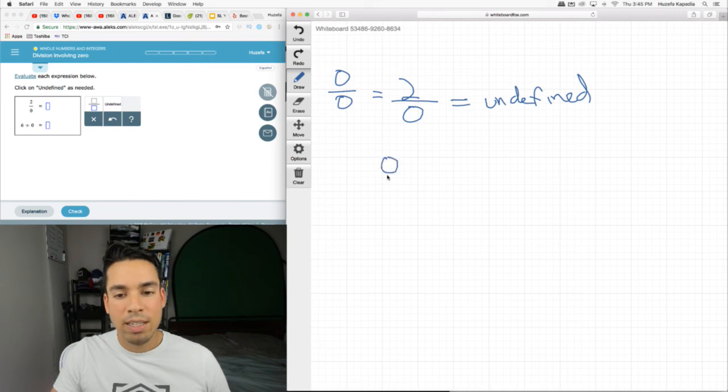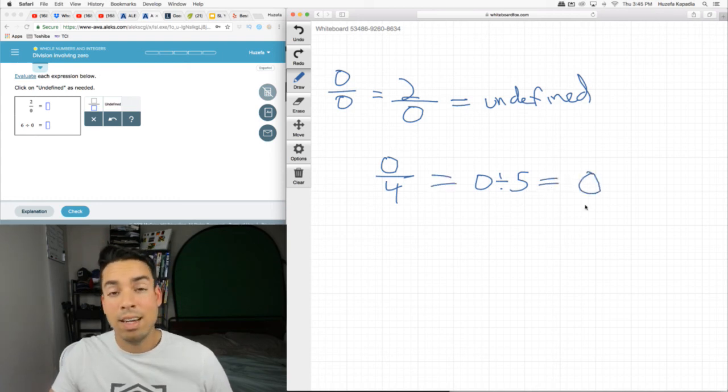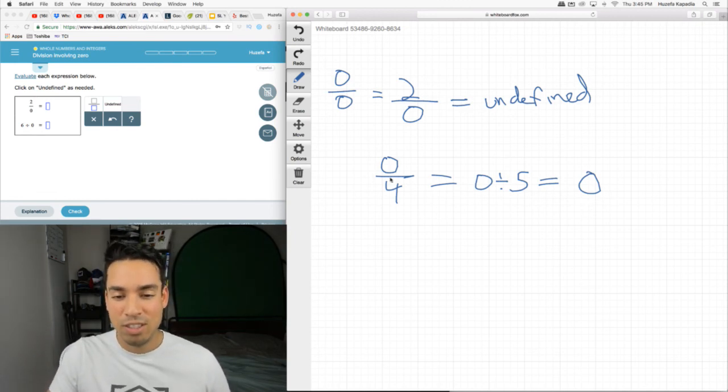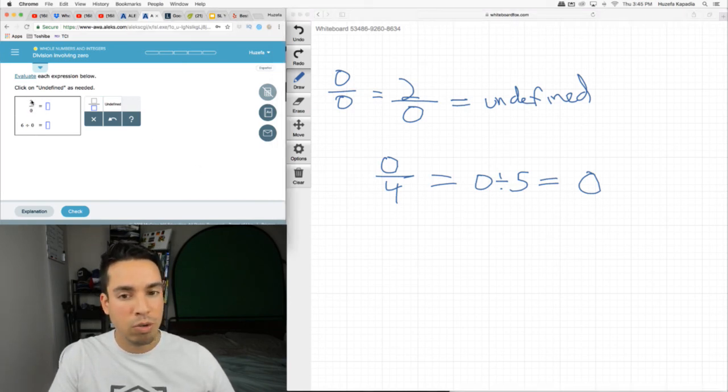But if you divide 0 by something, these all equal 0. This is like saying I have $0 split up between 5 people. How much money does everybody get? They get $0 because I don't have any money. That's what 0 divided by a number is, so it's always 0. But both of these are, this is 2 over 0, which is 2 divided by 0, which is undefined. Same with this. This is 6 divided by 0, which is undefined.